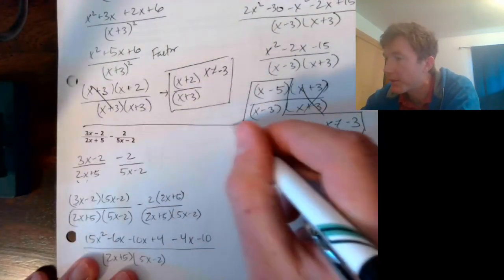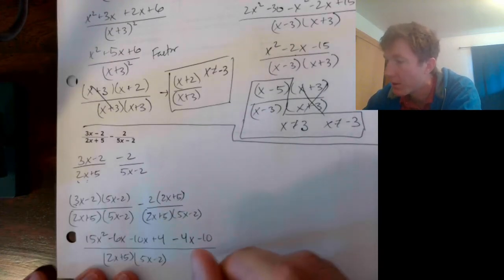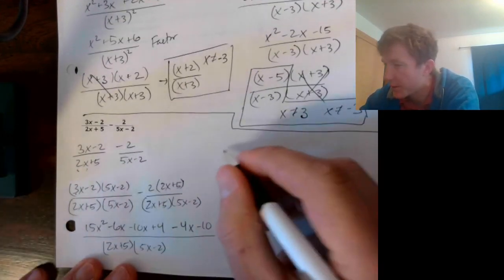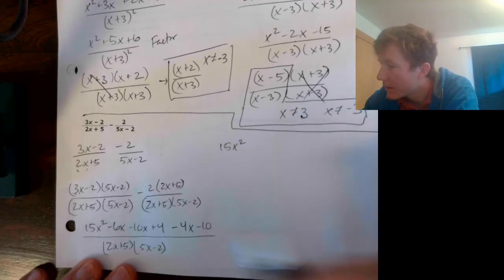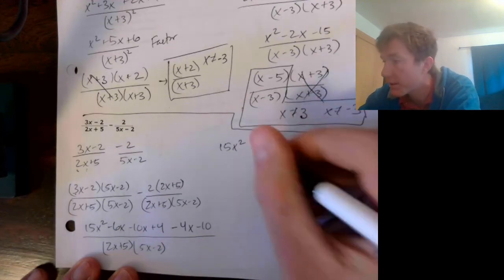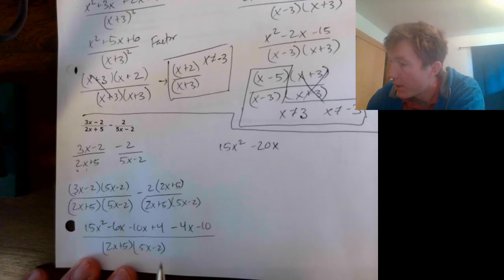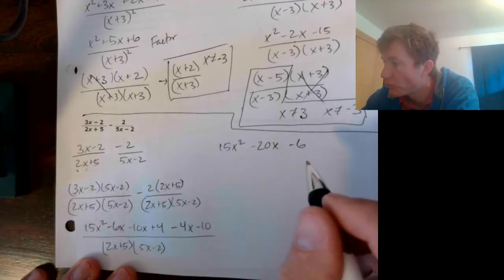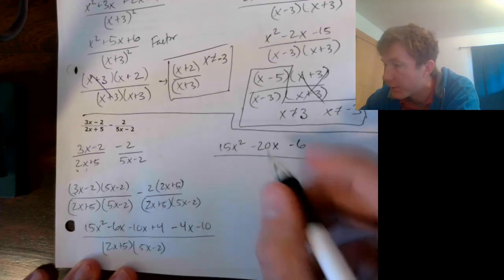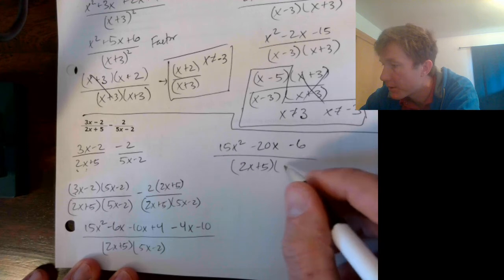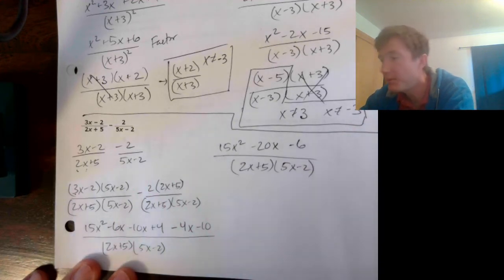Let's make some space over here. So now we're going to move up here. 15x squared is by itself. Let's see, we got minus 6x minus 10x, so that's negative 16x minus the 4x, that'll be minus 20x. And then we have plus 4 minus 10, so that's minus 6. That is not looking pretty. All over 2x plus 5 times 5x minus 2.